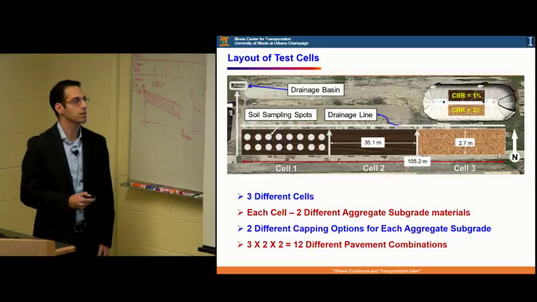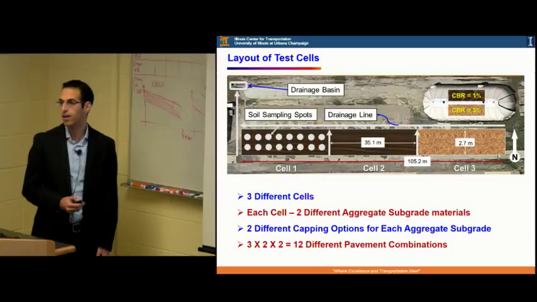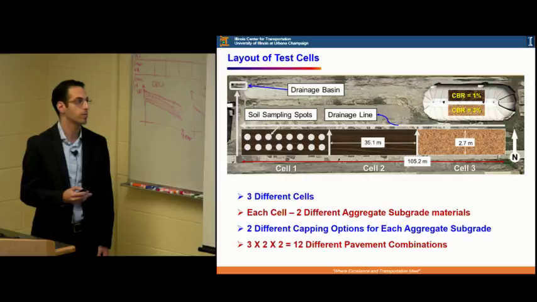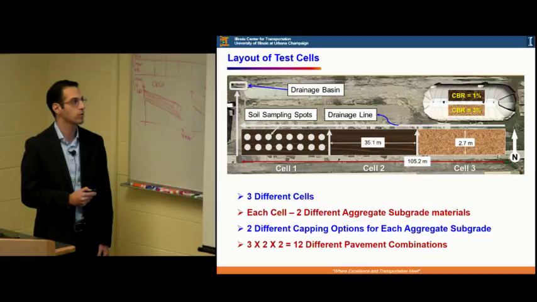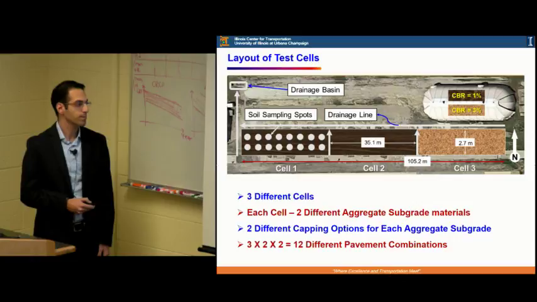So the idea of this study is to evaluate the same material with 2 different cappings, which is the dolomite capping and the wrap capping. So what will happen in each section here is that we will have 2 sections with the same material but different cappings. So let's say we talk about the primary crush and run aggregate. We will have 2 sections here with the same thicknesses, but the materials will be capped by wrap and by dolomite. And then that's another material here with 2 different cappings. So in total, each cell will have 2 different materials, 4 different cappings, totaling 4 sections.